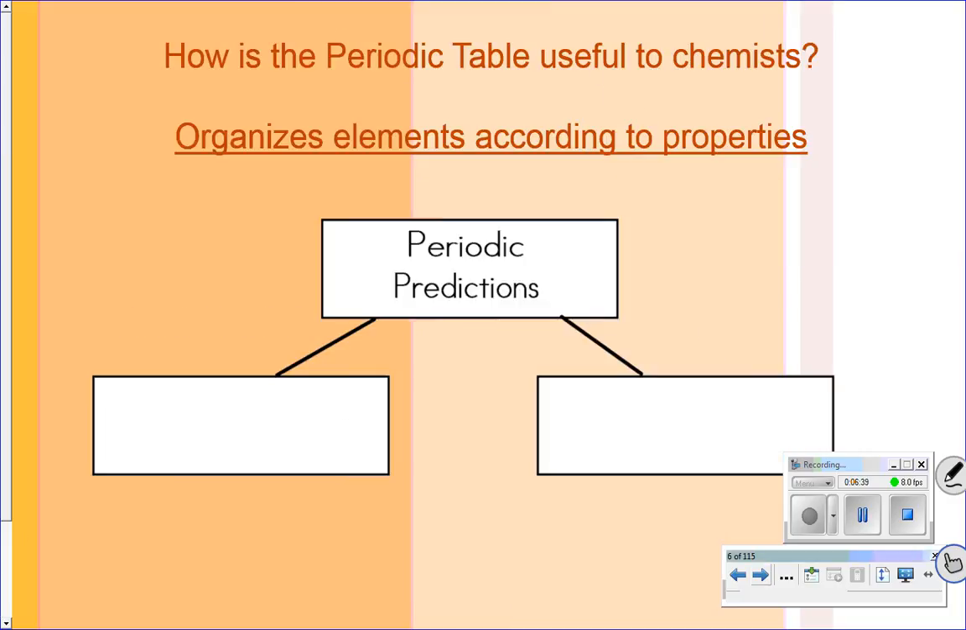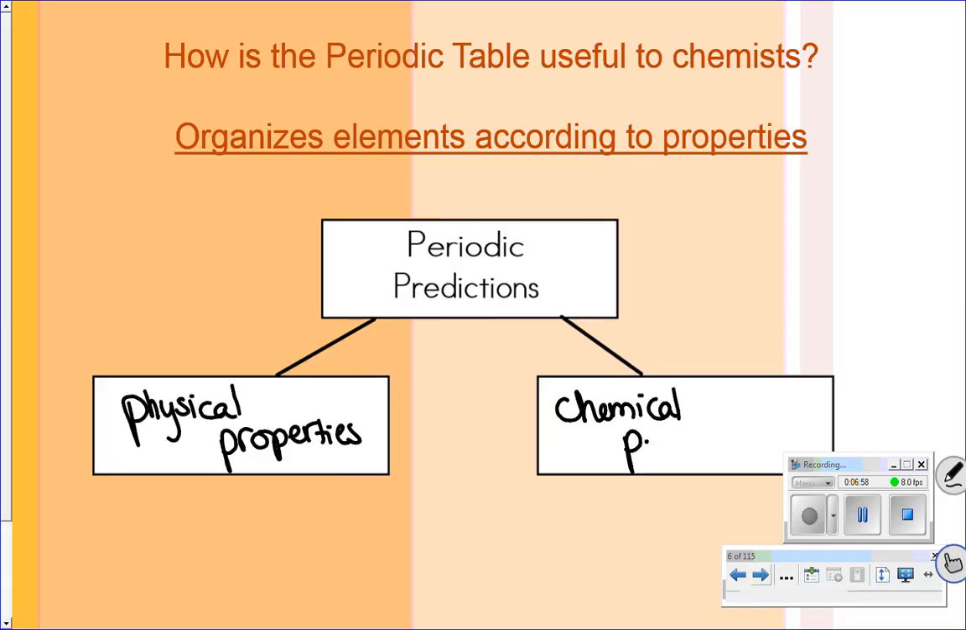Periodic tables are useful to chemists because it organizes elements according to their properties. The kinds of predictions that we could make could either be physical properties, or chemical properties.